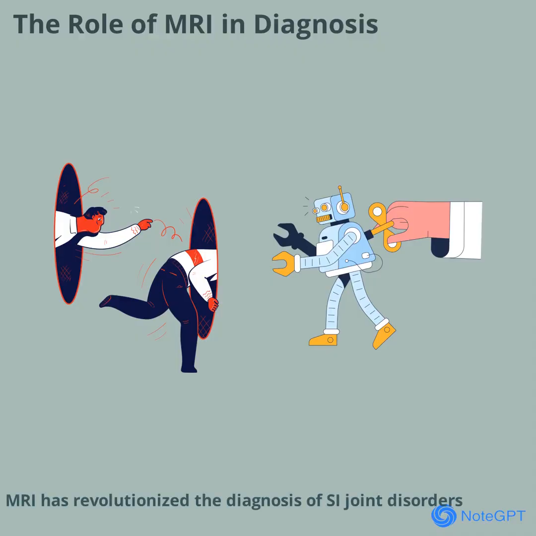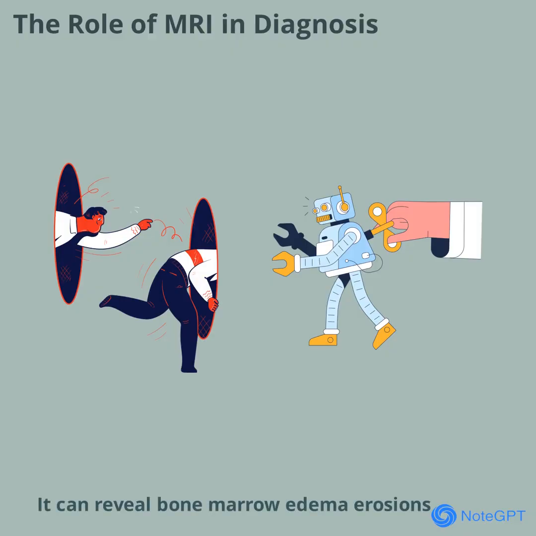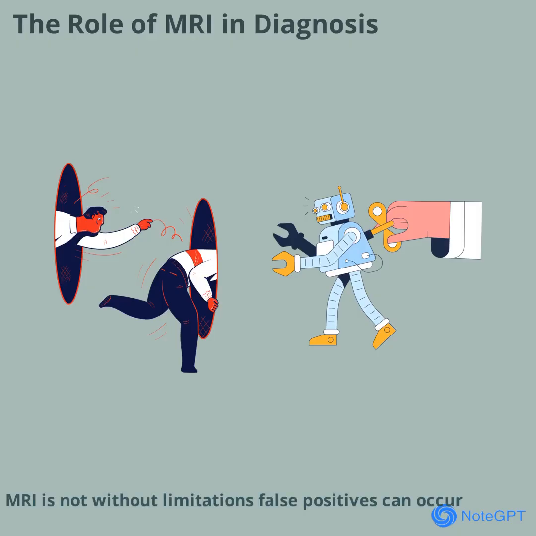MRI has revolutionized the diagnosis of SI joint disorders, especially for early detection of inflammatory changes. It can reveal bone marrow edema, erosions, and enthesitis, features that may not appear on X-rays for years. However, MRI is not without limitations. False positives can occur, particularly in patients with mechanical low back pain. Therefore, MRI findings should always be interpreted alongside clinical history and physical examination. This approach ensures that treatment targets the true source of pain, avoiding unnecessary interventions.